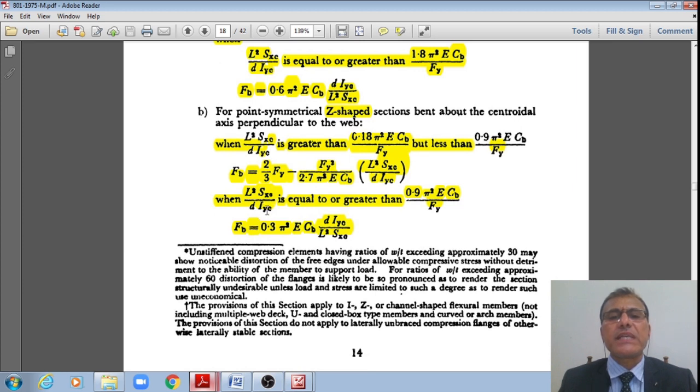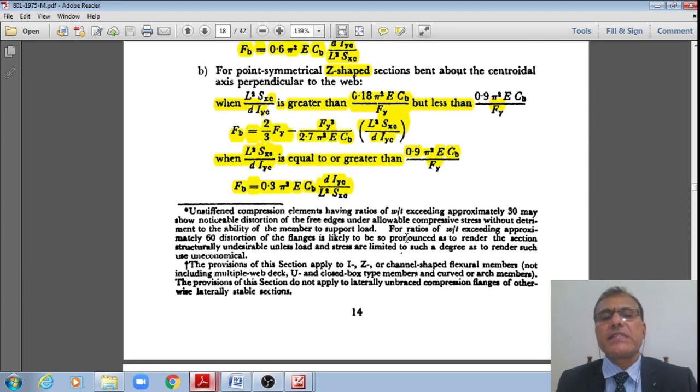However, if L square Sxc divided by DIYC is equal to or greater than 0.9 pi square E Cb divided by Fy, then the permissible bending stress FB is given by 0.3 pi square E Cb DIYC divided by L square Sxc.